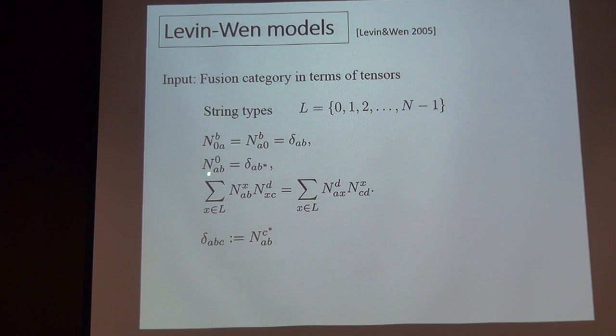And with these string types, we also have a fusion rule or branching rule that satisfies these three conditions.